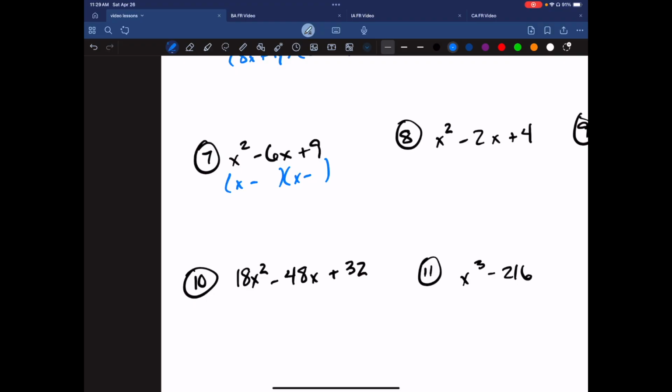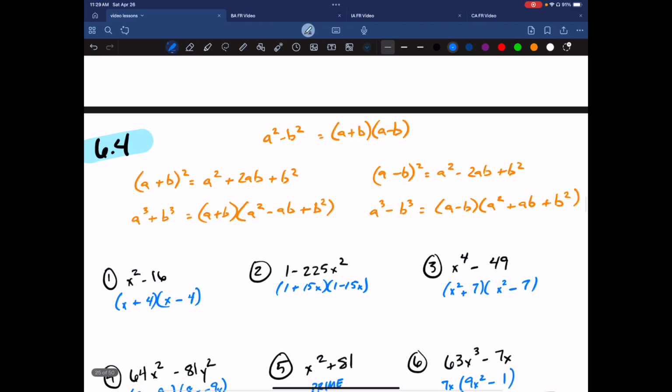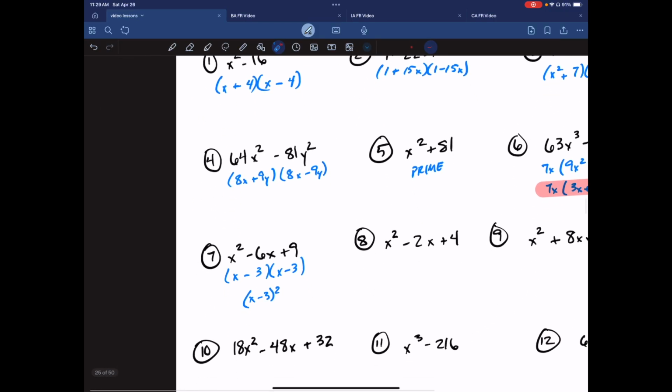Okay, so that's going to be what times what is 9 and what adds to 6. So 3 and 3. So this is one of those situations where you have x minus 3 all squared. And if you recognize the pattern for the second line here, that's going to be this one right here. We have the first term is squared, the last term is squared, and you have another term that is subtraction. That's exactly what's going on here.